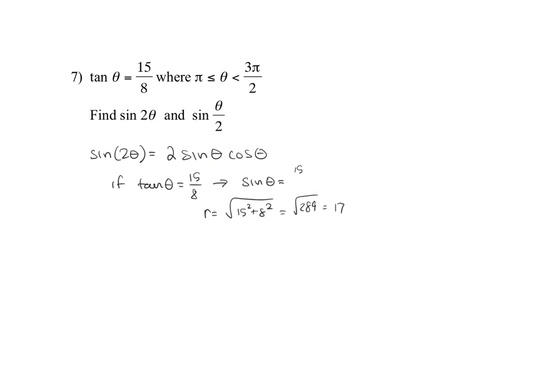So then the sine is y/r. This would be 15/17, but when you consider that it's between pi and 3 pi halves, that's in quadrant 3, so sine has to be negative. Cosine theta is x/r, so this would be -8/17. So then 2 times the sine of theta times the cosine of theta is equal to 240 over 289.